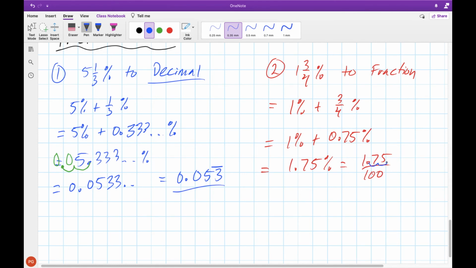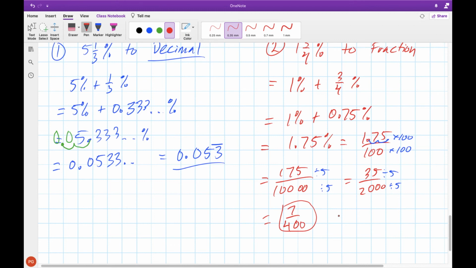So we're going to move this by 2 here, which is the same as multiplying by 100 on the top and the bottom. Both of these end in a 5 or a 0, so let's divide by 5. Still both end in a 5 or a 0, so we divide by 5 again. And there we would get our final fraction answer.